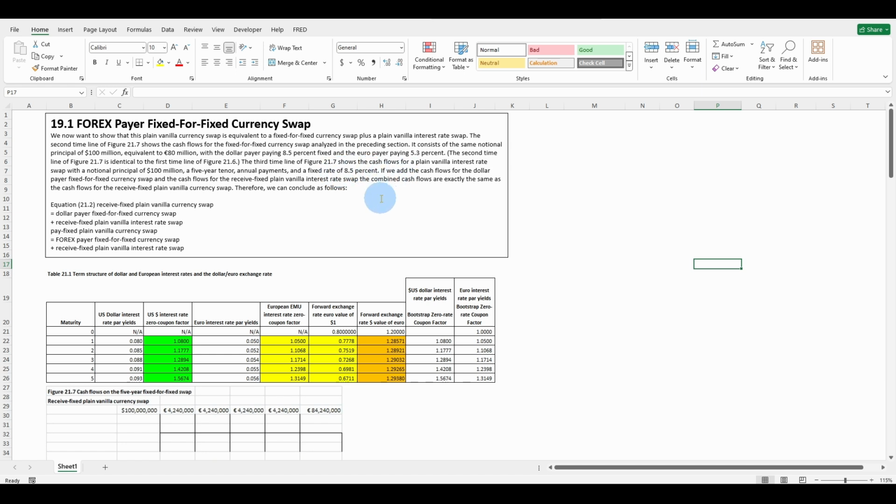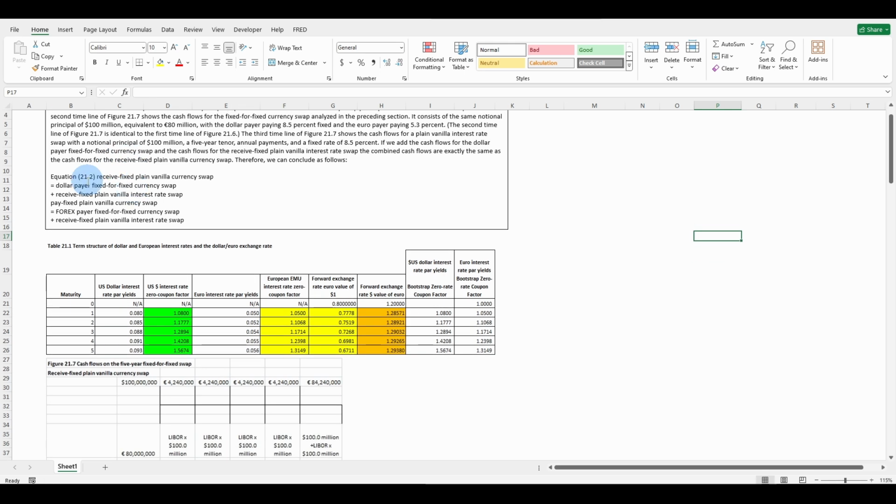As I explained, if we add the cash flows for the dollar pair fix for fix currency swap and the cash flows for the receive fixed plain vanilla interest rate swap, combined cash flows are exactly the same as the cash flows for the receive fixed plain vanilla currency swap. Therefore, we conclude as follows. Equation 21.2: receive fixed plain vanilla currency swap equals dollar pair fixed for fixed currency swap plus receive fixed plain vanilla interest rate swap. Forex pair fixed plain vanilla currency swap equals Forex pair fixed for fixed currency swap plus receive fixed plain vanilla interest rate swap.